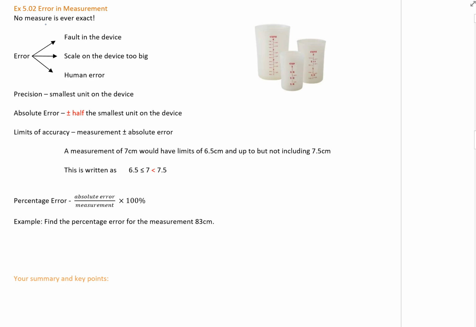Now, there's quite a few technical terms which you have to be aware of. The first technical term you have to be aware of is the thing called the precision, and the precision is just the smallest unit on the device. Now, that will change from device to device.